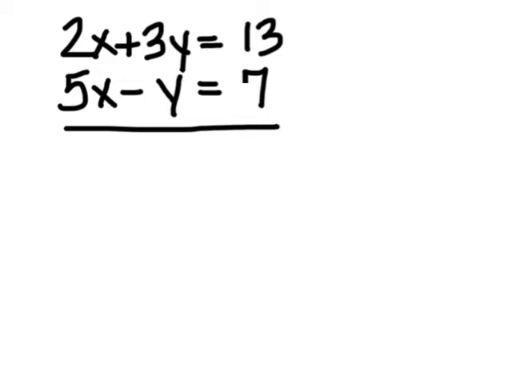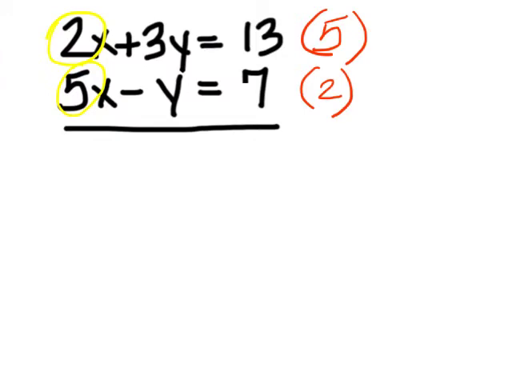Step 1 is to look at the 2 and the 5. Find the least common multiple of 2 and 5. What's the lowest number that both 2 and 5 go into? 10. So I have to multiply 2 by 5 to get a 10. That's why I'm multiplying the entire top equation by 5. On the bottom, I have to multiply 5 by 2 to get 10. So I multiply the whole equation on the bottom by 2.